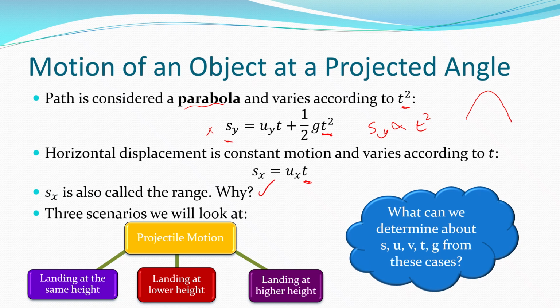So we spoke about this one before. The displacement in the x direction is called the range. It's how fast an object moves horizontally during this projection.